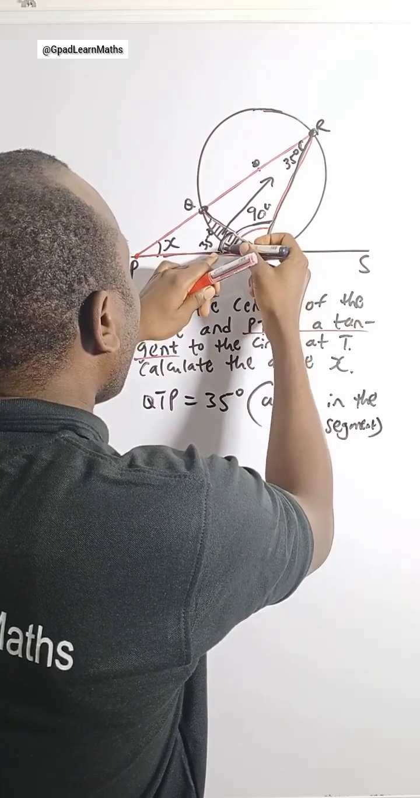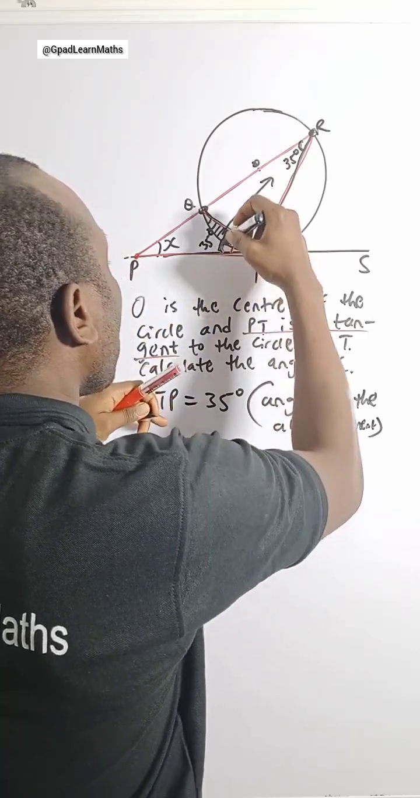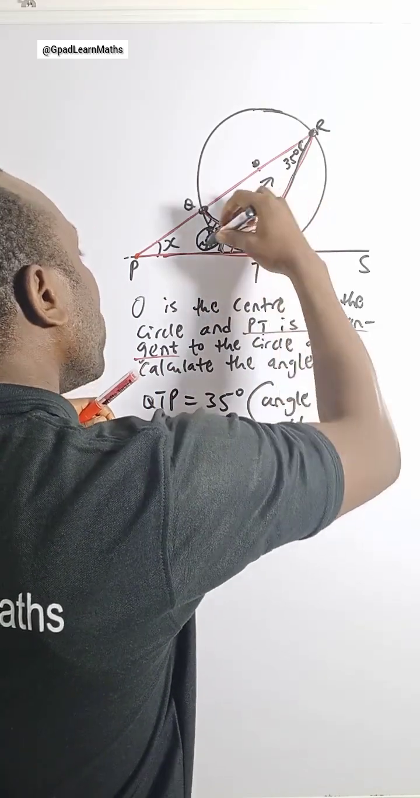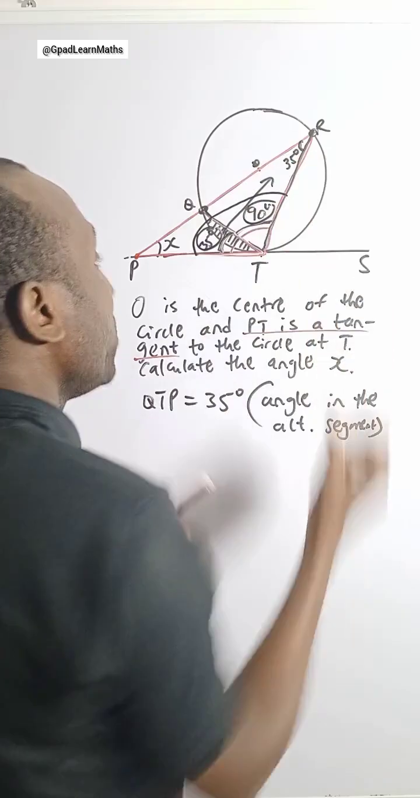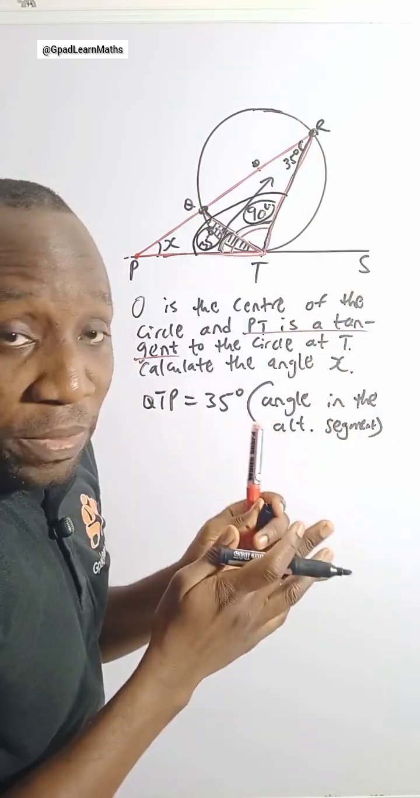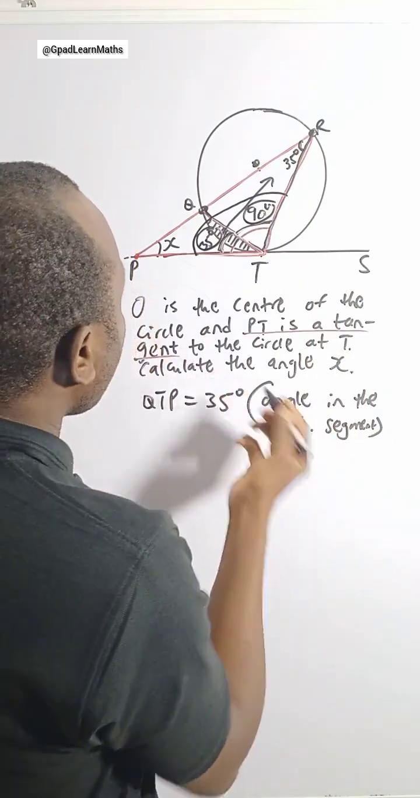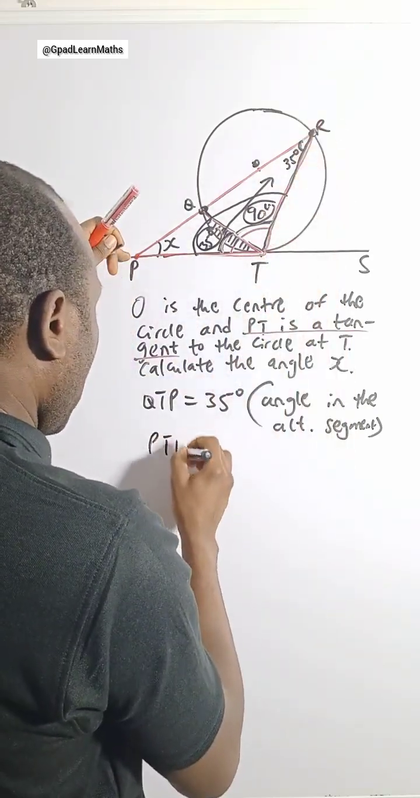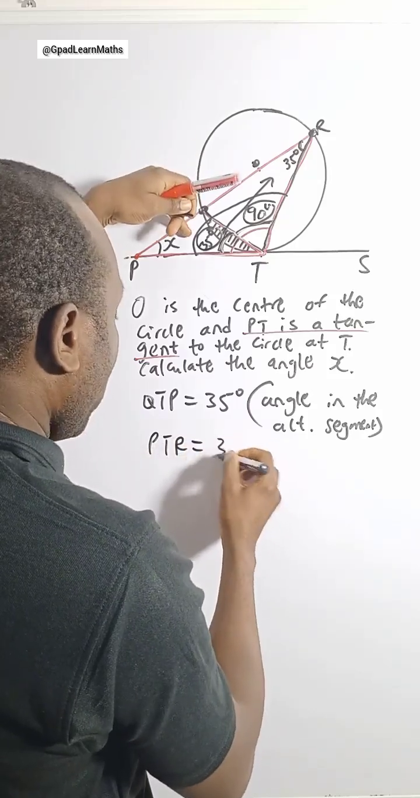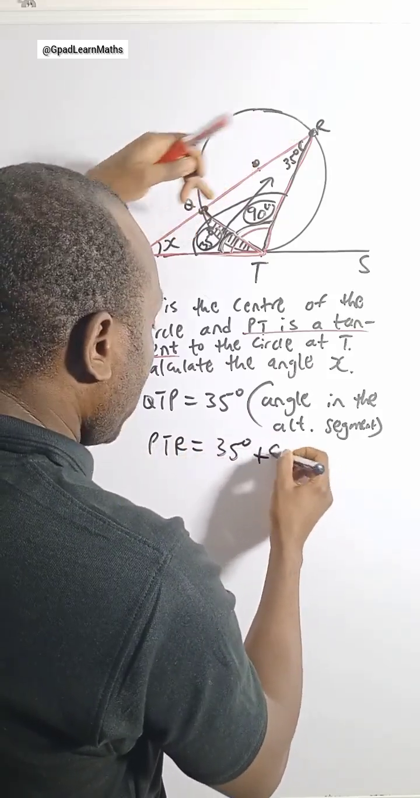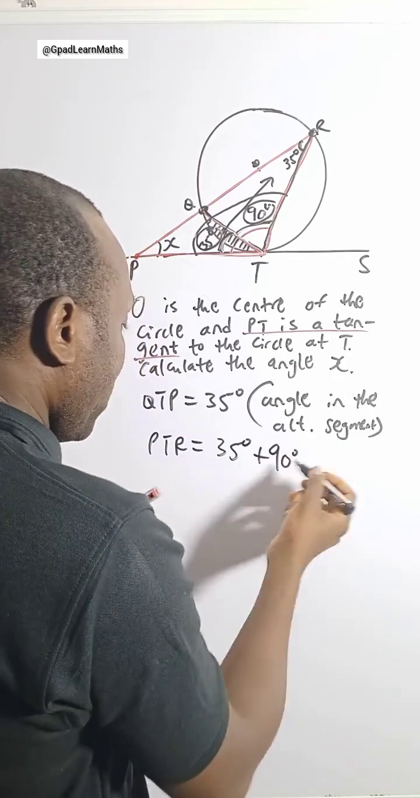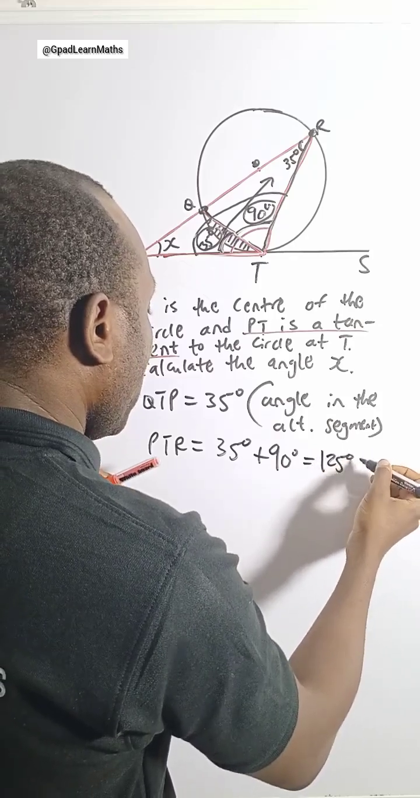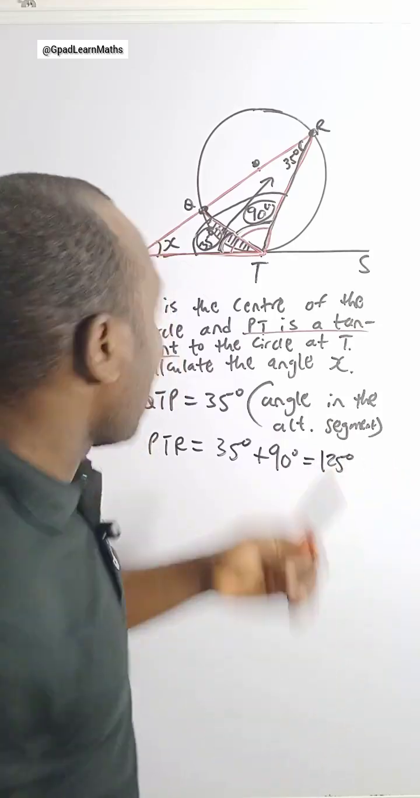We can now get this whole angle now, because we join 35 and what? 90 to give us this angle. You see that? Which is part of the big triangle. So which angle is that? That's PTR. PTR is equal to the sum of 35 degrees and 90 degrees. When you add these two, you get what? 125 degrees.